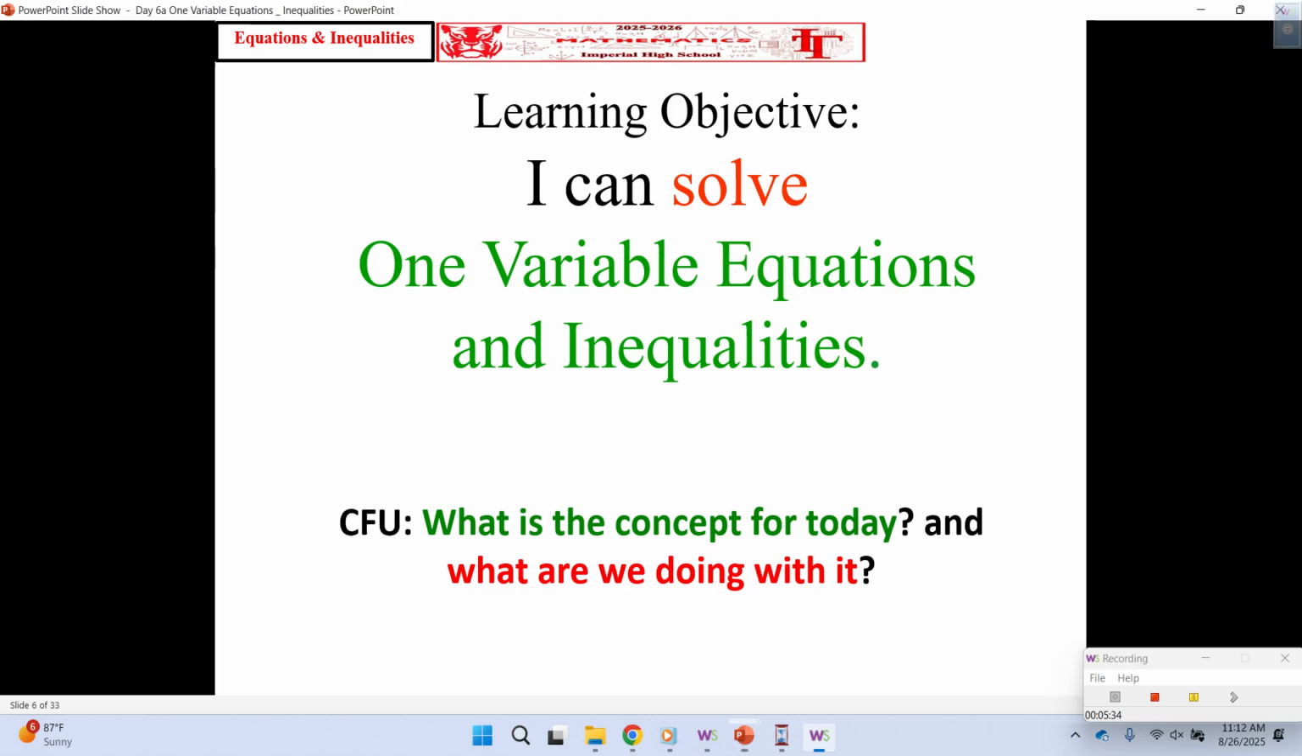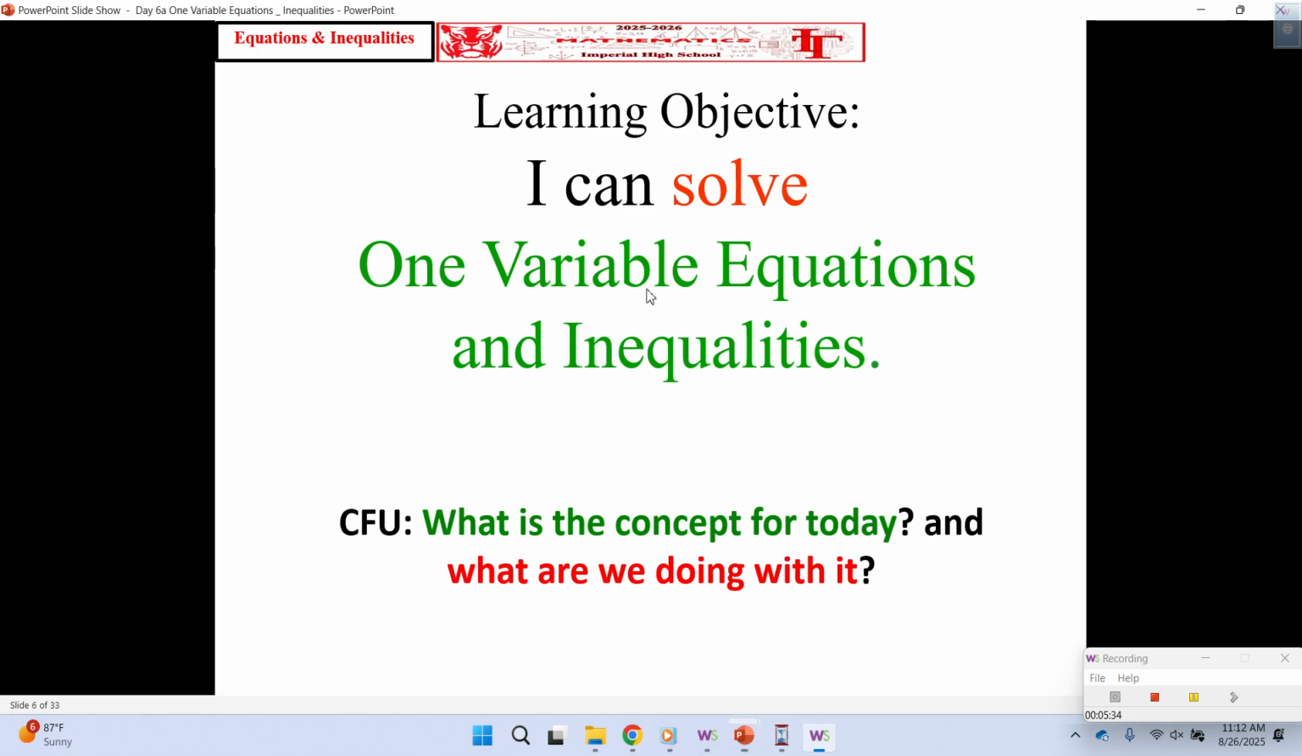Yes, one variable equations and inequalities. And what are we doing? We're solving. Today I'm going to clarify a lot of little cobwebs that I saw yesterday. Hopefully that's going to help you remember a lot of the stuff.